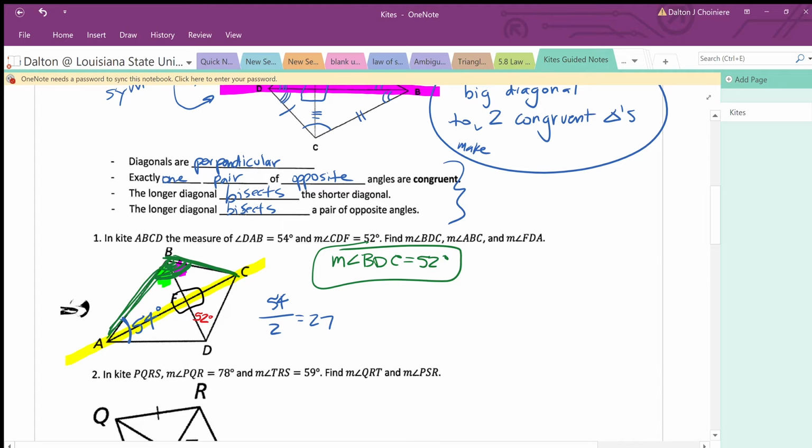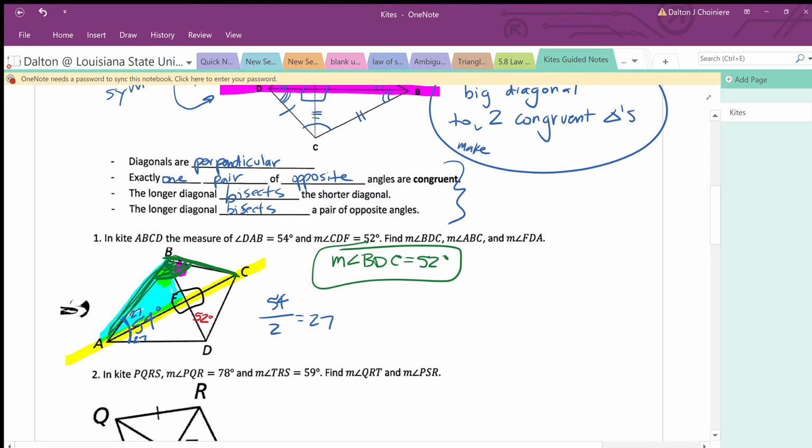So what that just helped me find is that this angle over here to the left, the big angle, is 54, but divided by 2 means that these two small angles will be 27 and 27. And if that small angle is 27, then I can look at this blue triangle.